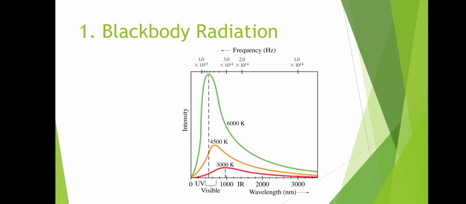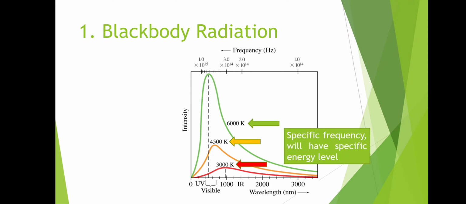To make it easier to understand, based on this graph, each different temperature will have a different peak intensity. At 6000 Kelvin, the visible wavelength has its highest peak. Meanwhile, the lower temperatures have their highest peak intensity shifted to the right. Because of that, it can be concluded that a specific frequency will have a specific energy level.